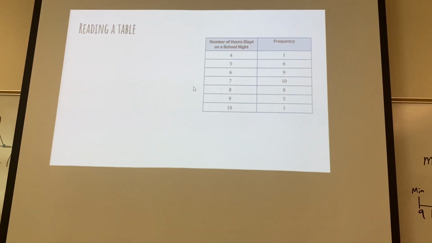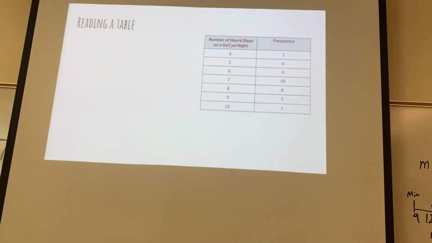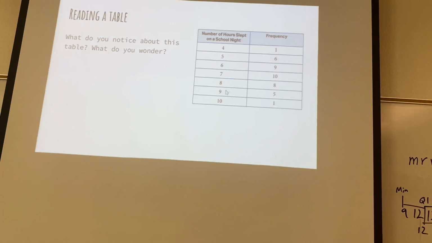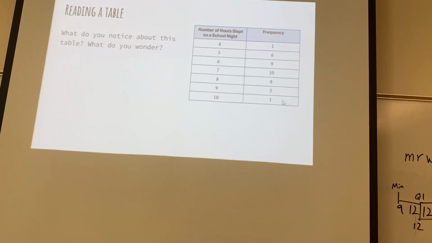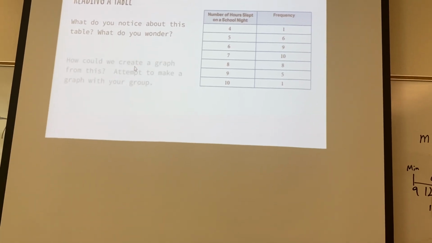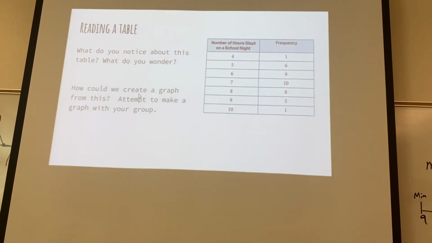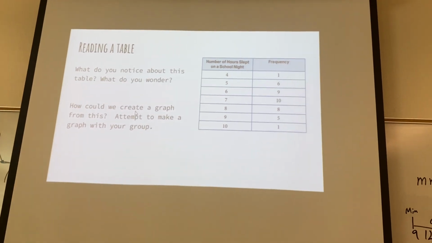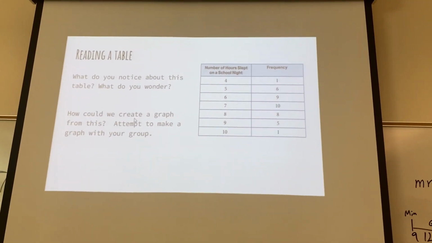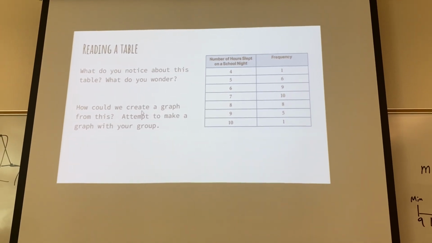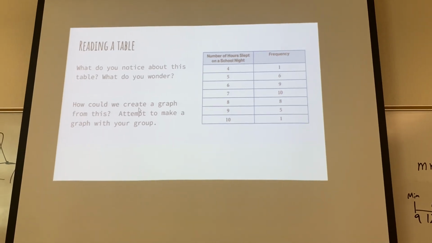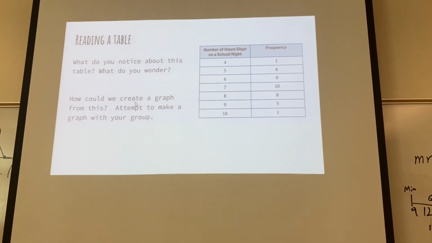graph. So when we read this table, we have a lot of information over here about number of hours slept on a school night, and then frequency over here, and these kind of go up and then come back down. So how could we create a graph from this? Attempt to make a graph with your group. This would be like a histogram, bar graph kind of thing, or you could make a dot plot. A dot plot would be maybe useful. You're going to see some dot plots on your assignment for today.